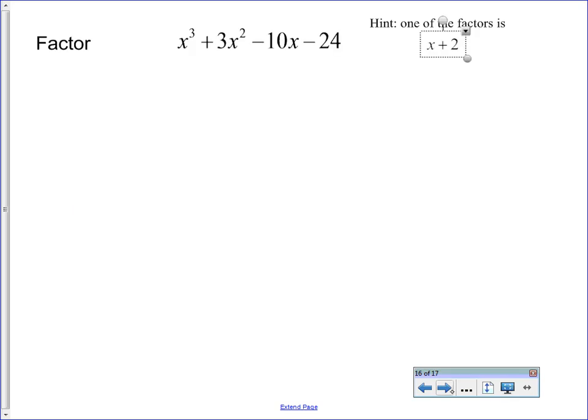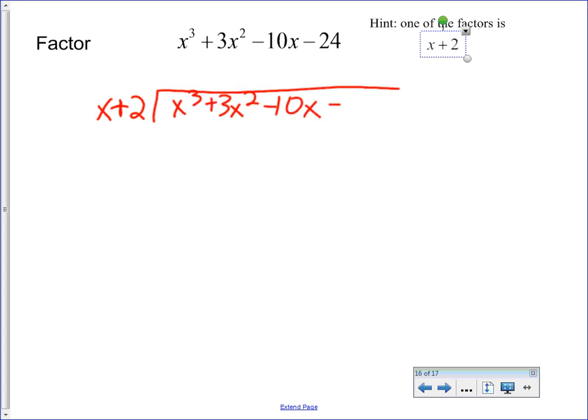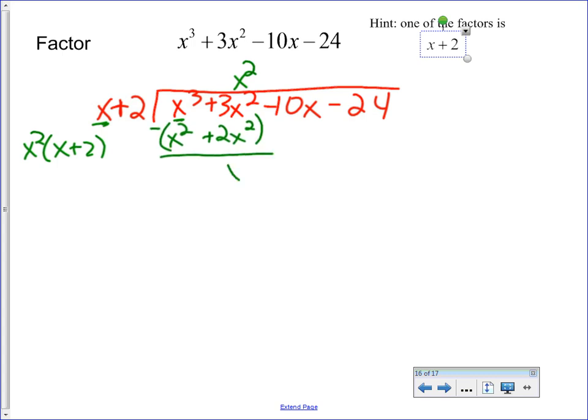All right, number 16, we're given a hint. So what we do is we divide the entire expression by the given factor. And it should divide in evenly. And so if you've forgotten your long division, what multiplied by x would turn it into x cubed? Well, that would be x squared. And so we multiply x squared by what's out front, and I'll end up with x cubed plus 2x squared. And then in long division, we subtract, and we'll end up with x squared.